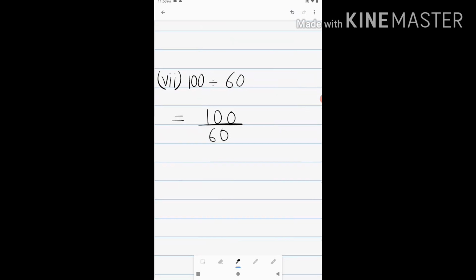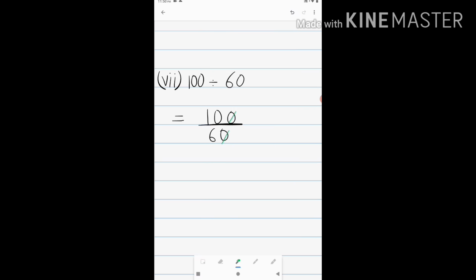The next sum is sum number 7, which is 100 divided by 60. Again, I have written down the very first step by arranging it in the numerator and the denominator form. Now let's do the cancellation part. Now whenever there are zeros at the last of the numerator and the denominator, we can cancel it on the spot. 0 and 0 gets cancelled. Now if you see what is remaining, 10 upon 6.